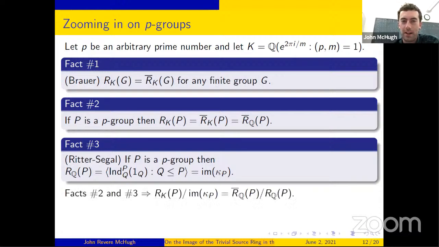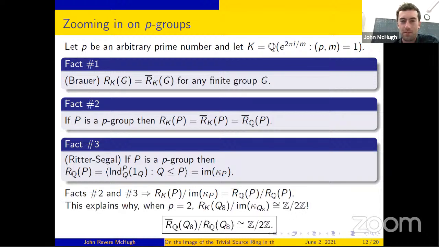Now, putting these facts together, the quotient we're interested in computing on a P group is the same thing as this quotient, because R_K of P is equal to R bar Q of P, and the image of kappa P is equal to R_Q of P. So these quotients are actually equal. And this explains why in that table of computations, when we looked at the Q8 row, a Z mod 2Z was showing up. We computed in that example earlier that this quotient is isomorphic to Z mod 2Z. So now we've got an explanation for at least that first row in the table.